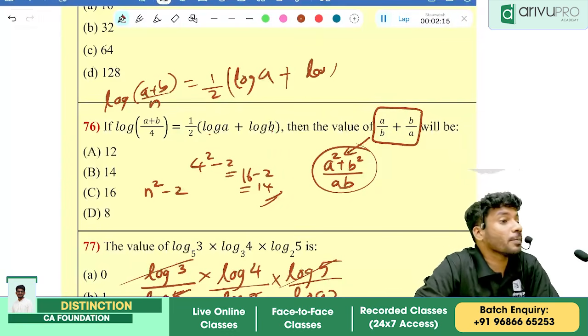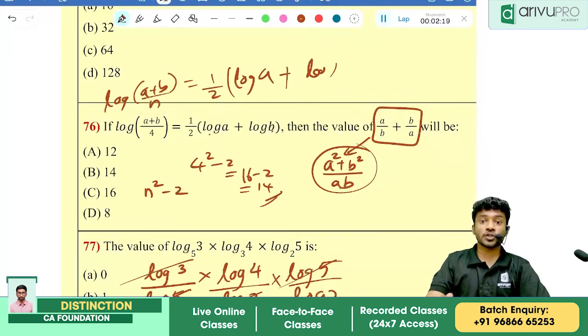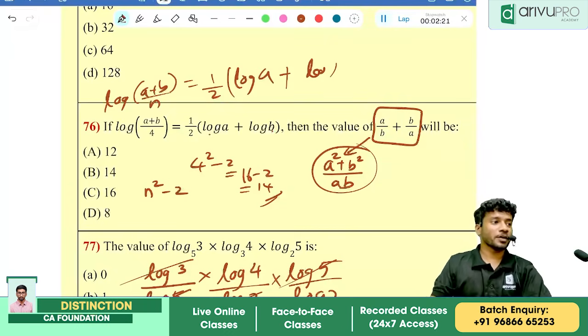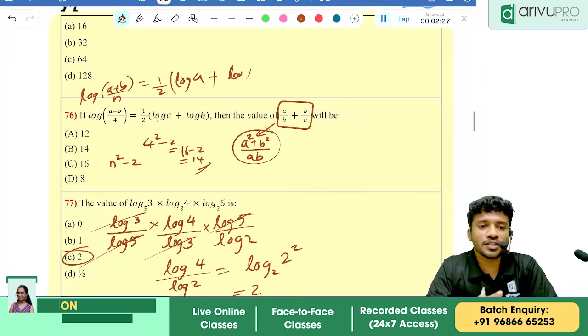This question was there in the May attempt. May 25 attempt, this question was there. Same question was there. People who know this, they will solve it. Others will be like, sir, logarithms, sir, I can't do that. Yes. So that is the case with logarithm.